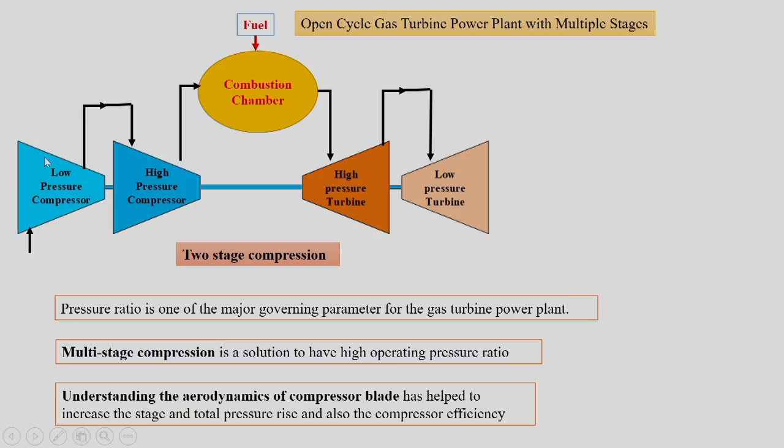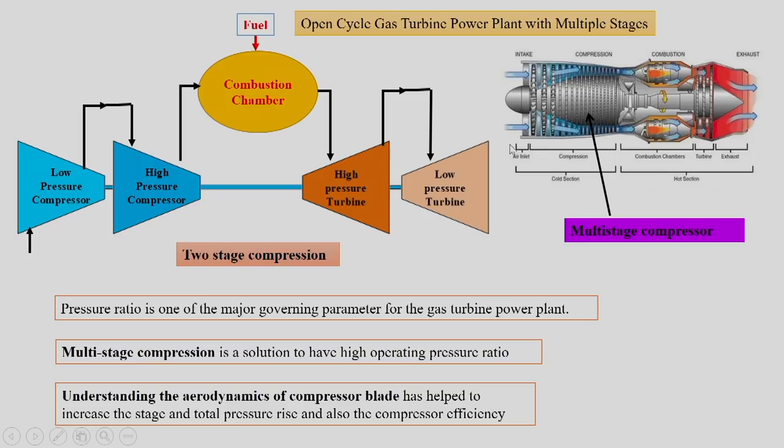Here, as we see, the multi-staging is not just for the compression, but also for the turbine. We have the multi-staging concept for the compressor, for getting higher and higher pressure ratio, and here we have separate turbines to drive separate compressors. So, there is multi-stage compression and multi-stage expansion. This is an open cycle gas turbine power plant with multiple stages. This is an example. We have multiple compressors here, so multi-stage compression is used to achieve the higher pressure ratio.